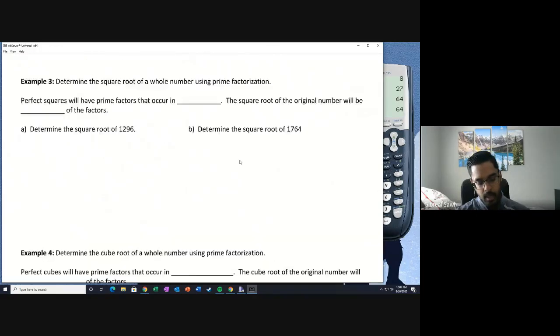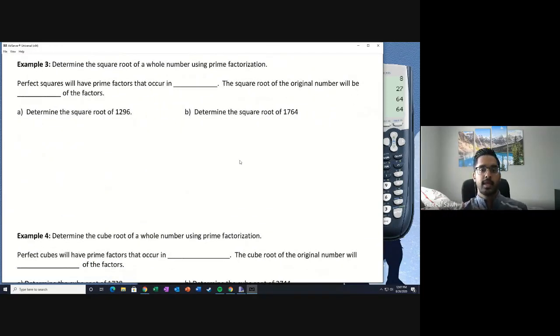Okay, so let's talk about determining them using that prime factorization, which we actually just did using that factor tree. But here we're going to use that division algorithm, which we looked at last time. And again, I think I'm going to do only one of each of them. So I'll do one perfect square example, one perfect cube example. But again, you will have the filled out version should you wish to try them on your own. Okay, so perfect squares will have prime factors that occur in pairs. So you're going to see the same things repeat as we do this.